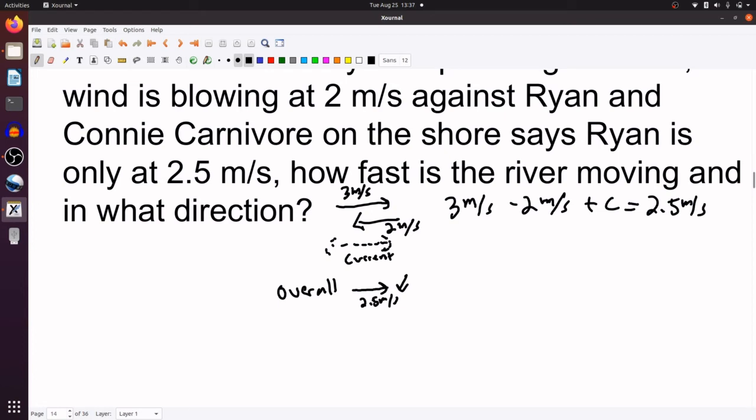So all we really have to do is solve for C. So that'll be 2.5 minus, looks like to be 1. So our current is going to be 1.5 meters a second. So the fact that it's positive says it's going in the same direction as Ryan. If the answer would have come out negative, the current would have been moving against Ryan.